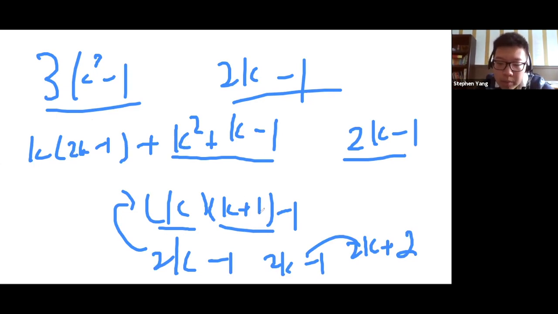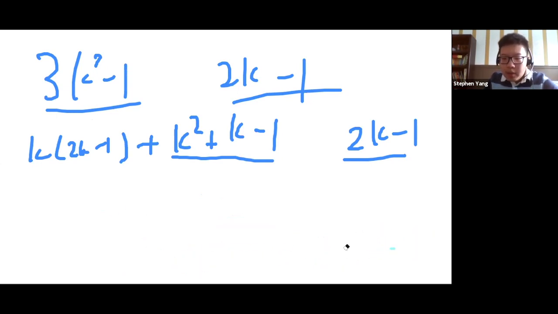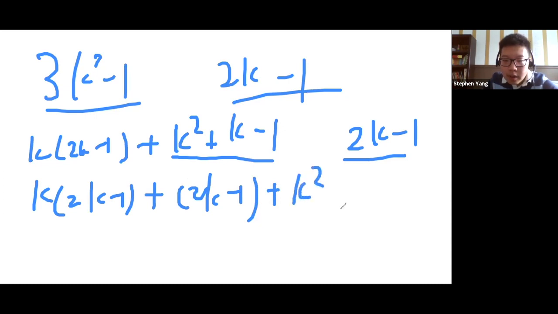Oh, this is not what I did. So now you need to subtract it also by 2k plus 1. That is equal to k times 2k minus 1 plus 2k minus 1 plus k squared minus k and 2k minus 1.